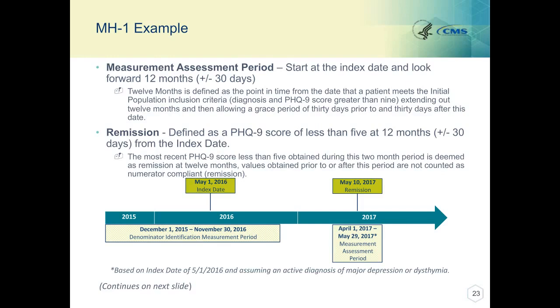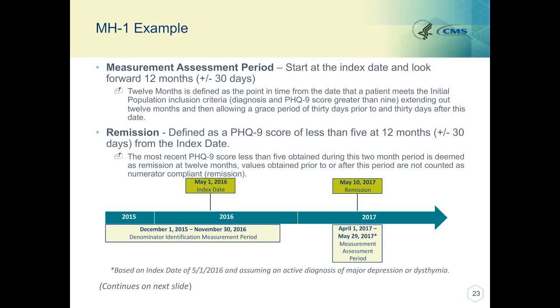Remission is defined as a PHQ-9 score of less than 5 at 12 months plus or minus 30 days from the index date. The most recent PHQ-9 score less than 5 obtained during this 2-month period is deemed as remission at 12 months. Values obtained prior to or after this date are not counted as numerator compliant or as remission.